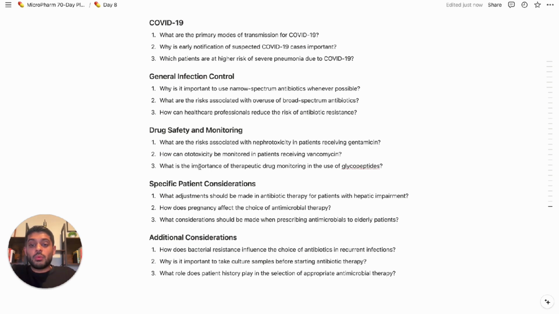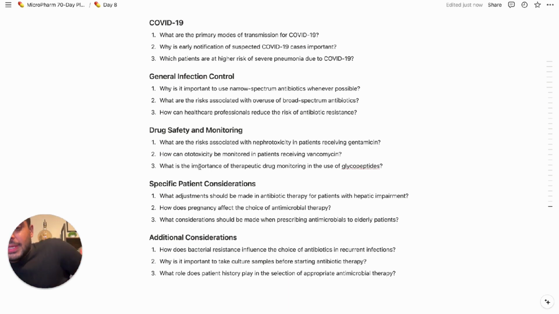Drug safety and monitoring. What are the risks associated with nephrotoxicity in patients receiving gentamicin? How can ototoxicity be monitored in patients receiving vancomycin? What is the importance of TDM, therapeutic drug monitoring, in the use of glycopeptides and also aminoglycosides?